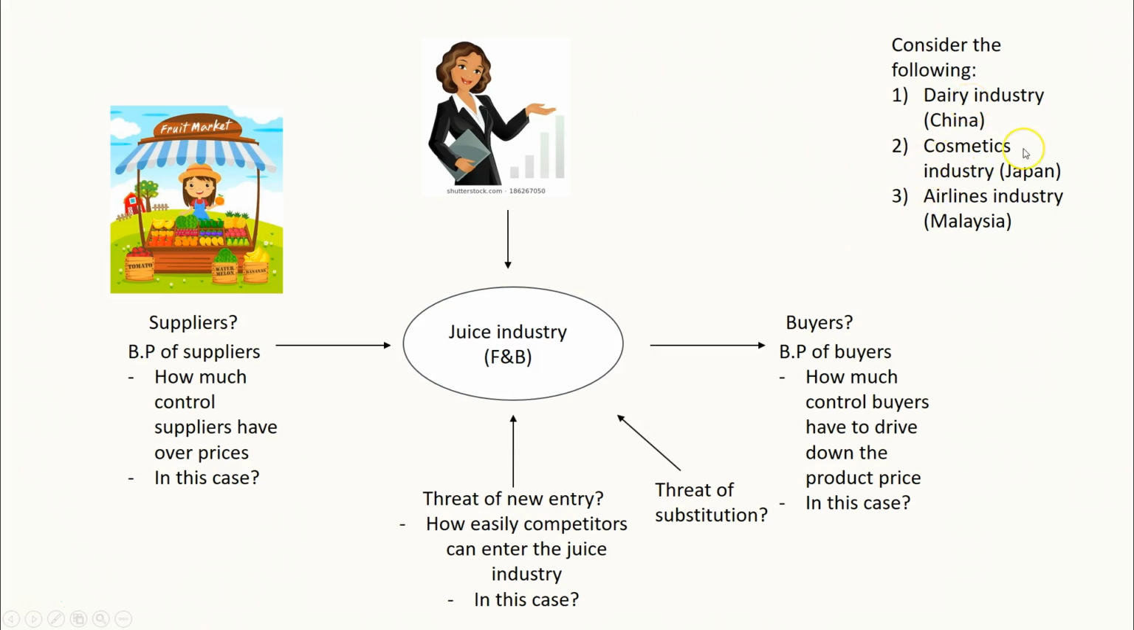Okay. You have the cosmetics industry, makeup, beauty care. Okay. Let's consider the market in Japan. So you can see from country to country, the same industry can be very different. And airlines industry, which means you'll be competing with AirAsia, competing with Malaysia Airlines. Okay. So what do you guys think about the Porter's 5 Forces for these industries?